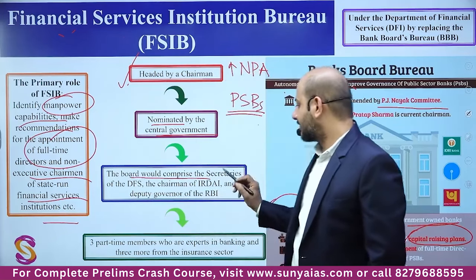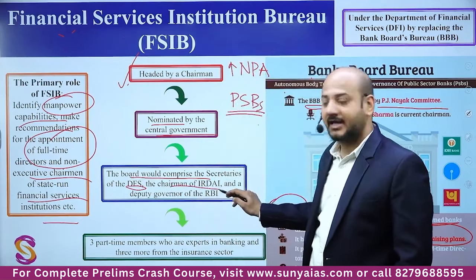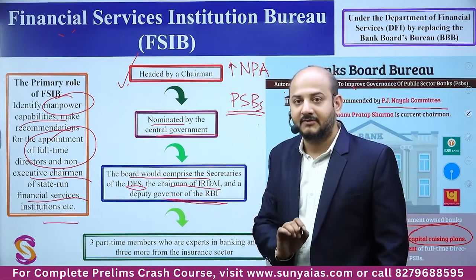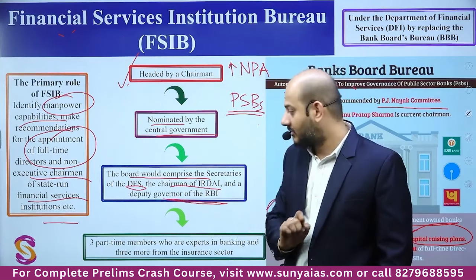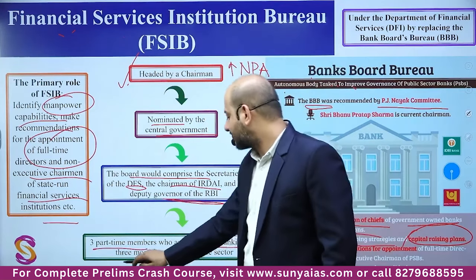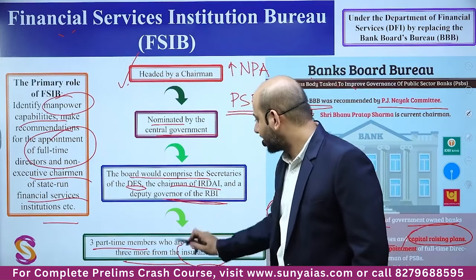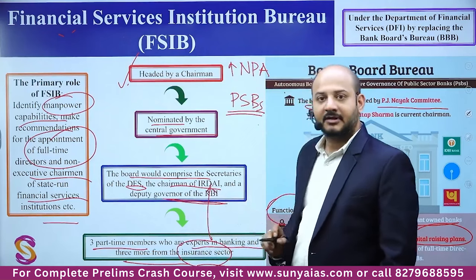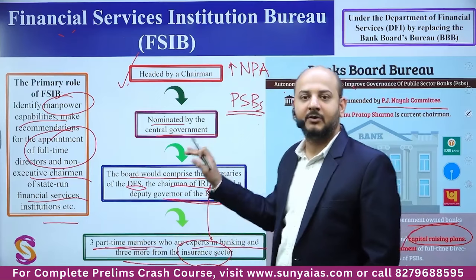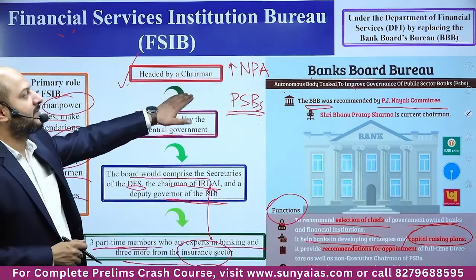The board would comprise the secretaries of Department of Financial Services, chairman of IRDAI and deputy governor of the RBI. Not governor, but deputy governor of RBI. Remember this, deputy governor of RBI. Three part-time members who are experts in banking and three more from the insurance sector. They will be looking into the appointment of the banks where we can reduce the non-performing assets.